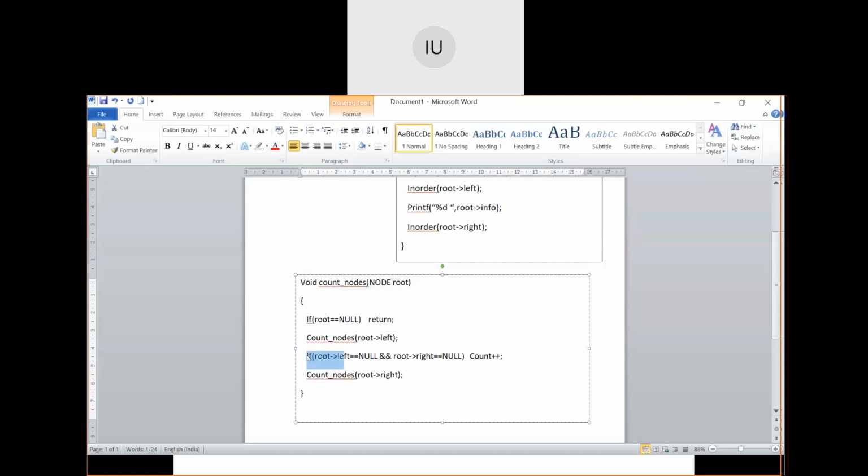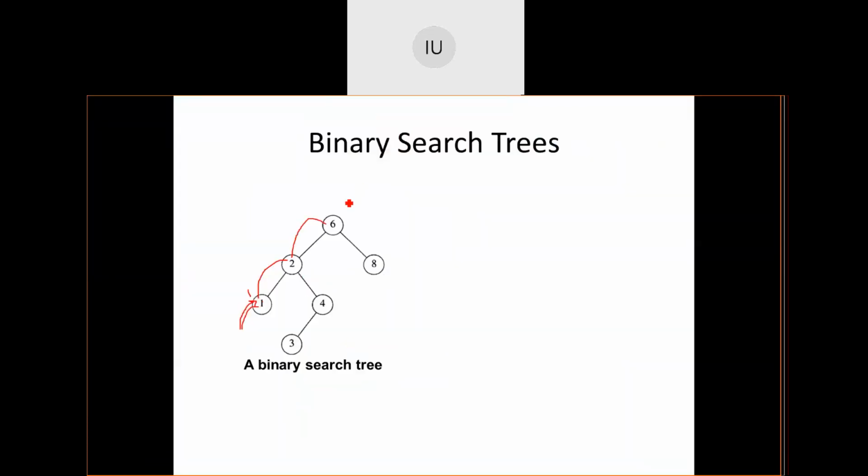I'll remove this condition because I'm talking about the count of nodes. There is count plus plus. So how does it go? Count of left, count of left, count of left. When it reaches null, it just returns back. When root is null, it returns back. When it returns back, the second step is to increment the count. It was 0, now it will become 1. Very importantly, you have to initialize count to 0. Now, for this 2, with reference to 2, the left part is over. It just returns back.